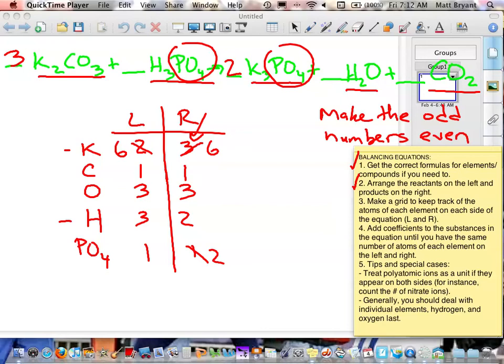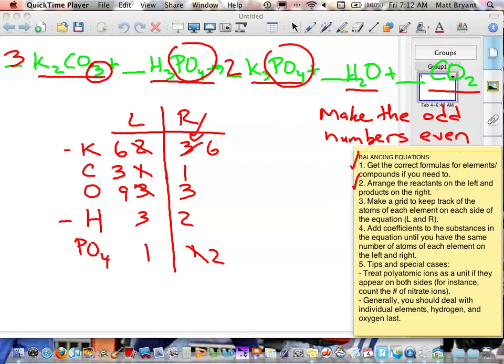Now, again, adding a coefficient changes everything, so we've got to go through and make sure that we keep track of that. So, in the case of carbon, we multiply by 3, and we have 1 times 3, or 3 carbons on the left. And when it comes to oxygen, we have 3 times 3, that's the subscript there, so we have 9 oxygens on the left-hand side. So that's something clearly we're going to have to address in a minute.